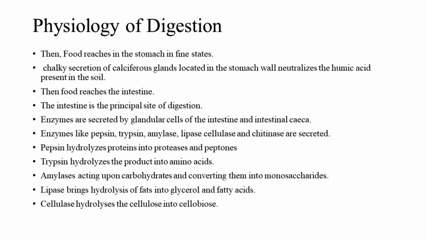The chalky secretion of calciferous glands located in the stomach wall neutralizes the humic acid present in the soil. Then food reaches the intestine. The intestine is the principal site of digestion. Enzymes are secreted by glandular cells of the intestine and intestinal ceca. Enzymes like pepsin, trypsin, amylase, lipase, cellulase, and chitinase are secreted.